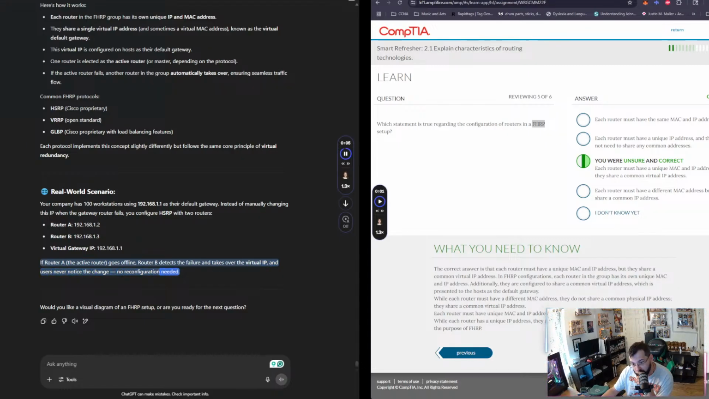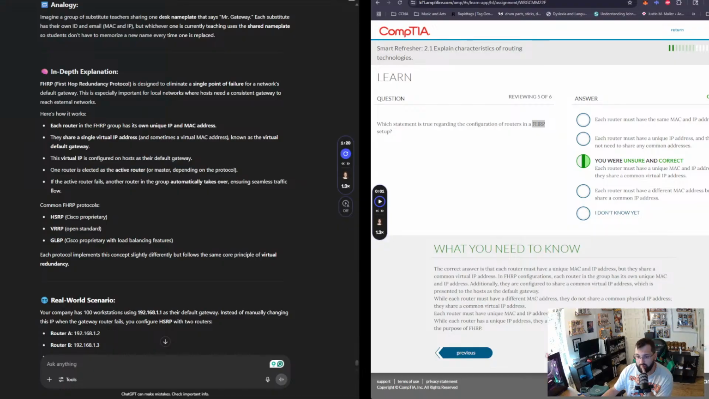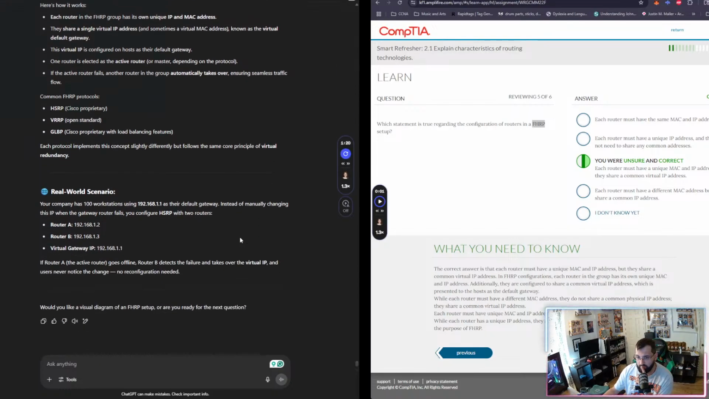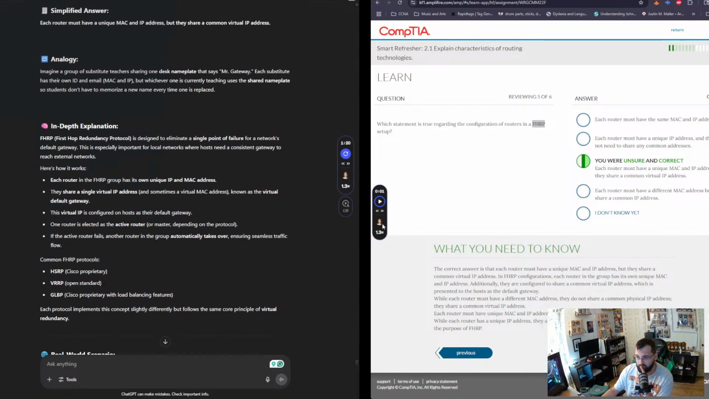No reconfiguration needed. Would you like a visual diagram of an FHRP setup, or are you ready for the next question? No, I'm definitely ready for the next question. I want to make sure that I memorize these, though. HSRP is Cisco proprietary. I knew that. VRRP, I did not know that was open standard. And then GLBP is Cisco proprietary, but it includes load balancing features. Very interesting.